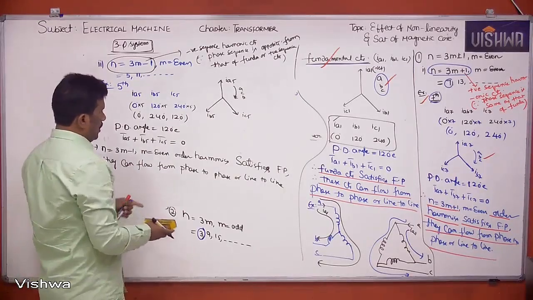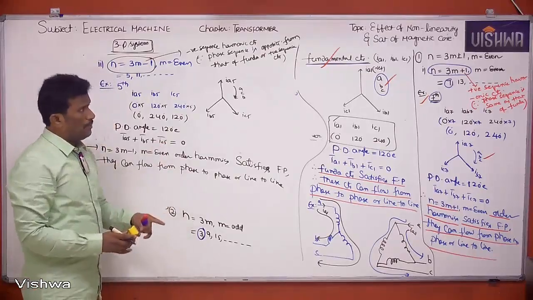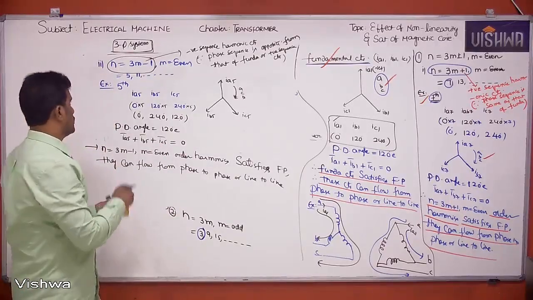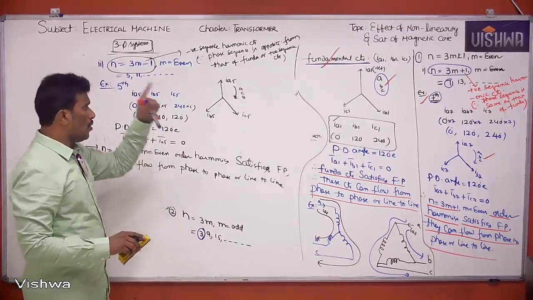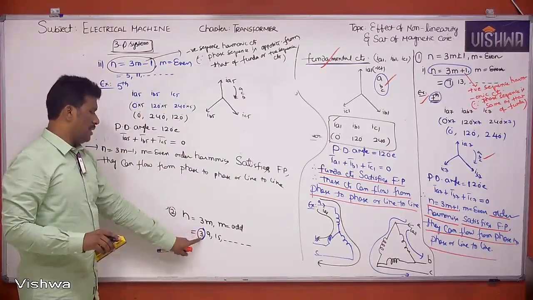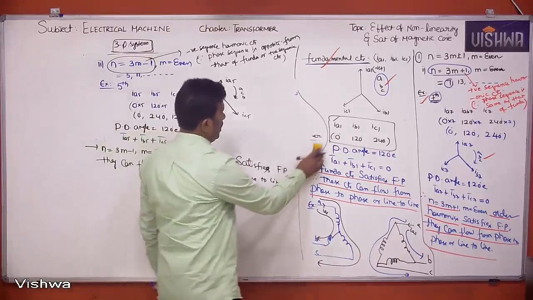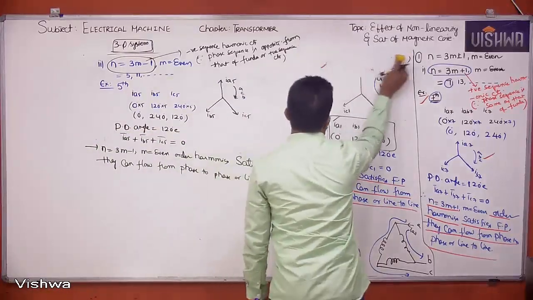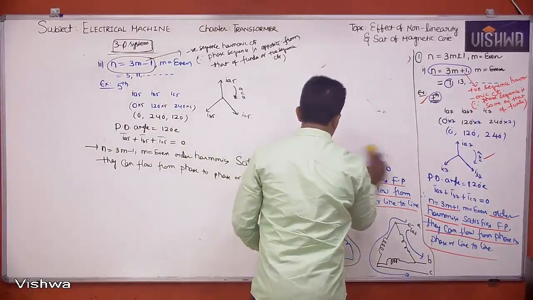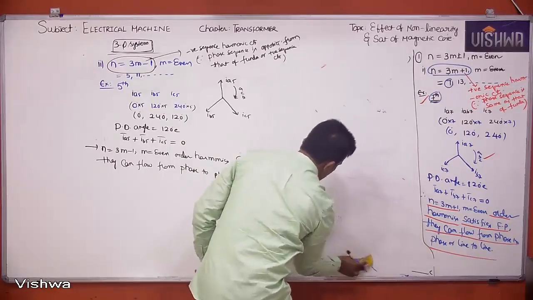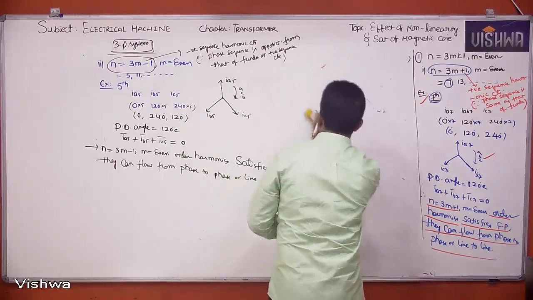Up to now we completed the fundamental, n equal to 3m plus 1, and n equal to 3m minus 1, where m is even. Now I'll go for n equal to 3m, where m is odd. This is our important topic. Let me go for n equal to 3m.